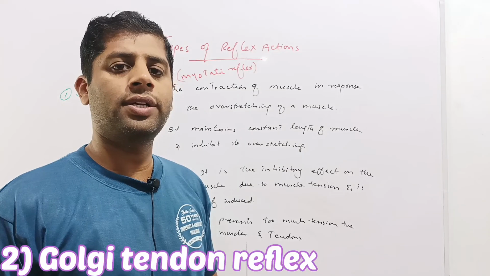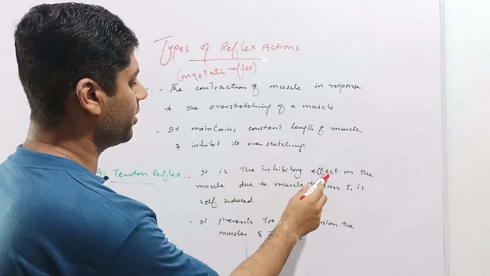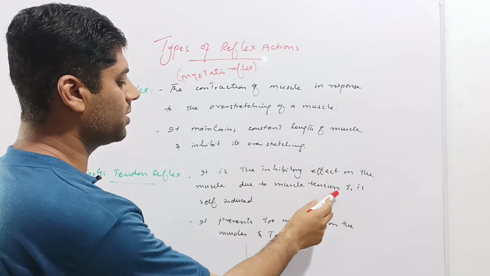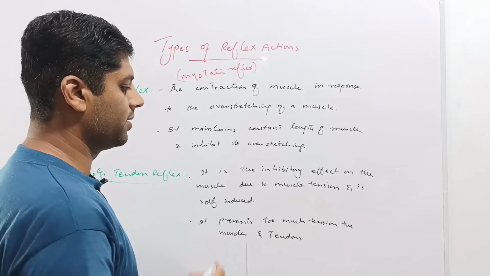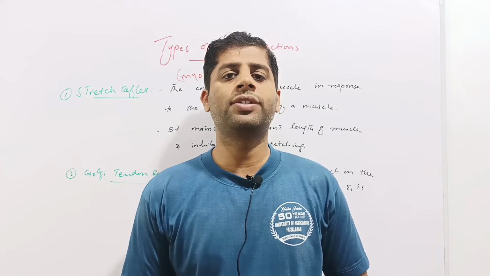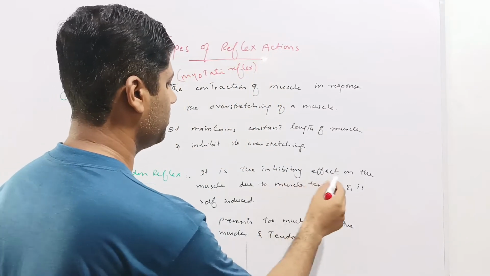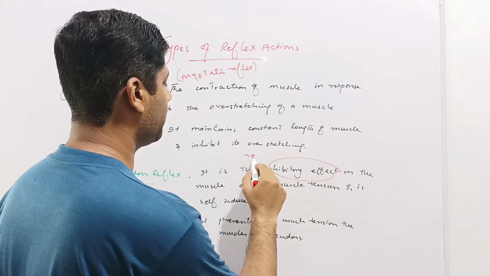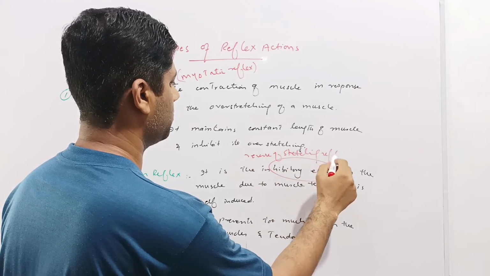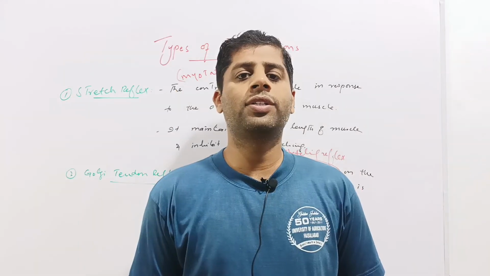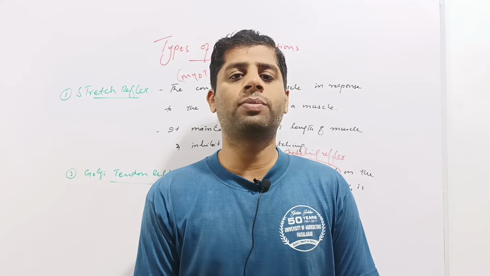The second type is the Golgi tendon reflex. The Golgi tendon reflex may be defined as the inhibitory effect on the muscles due to muscle tension, and it is self-induced. It prevents too much tension in the muscles and tendons. Simply, the Golgi tendon reflex is the reverse of the stretching reflex and it has an inhibitory effect. The Golgi tendon reflex is performed by the body when too much tension or force is exerted on the muscle and tendon of a particular body part.